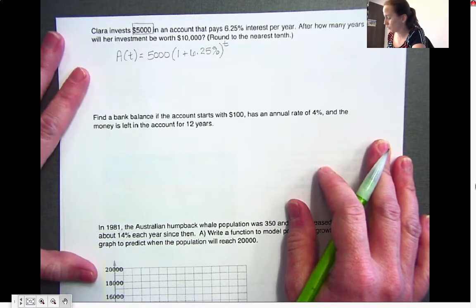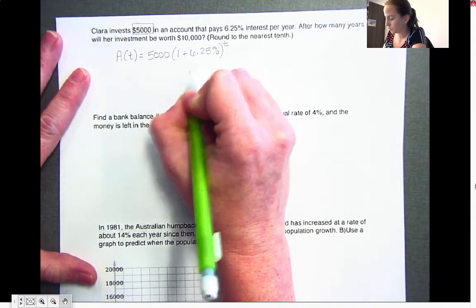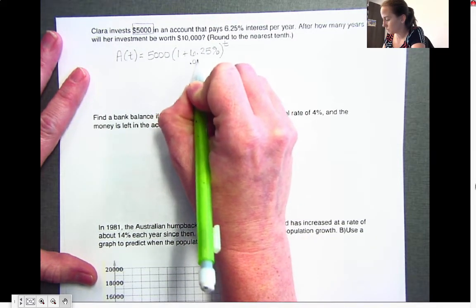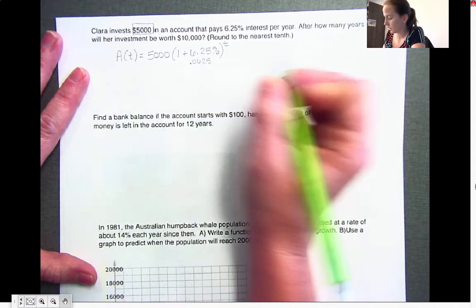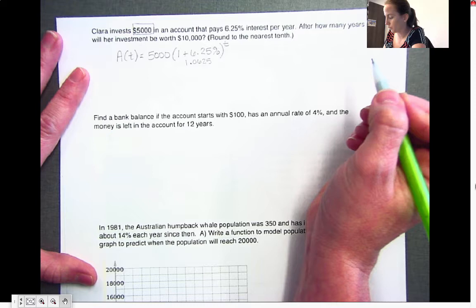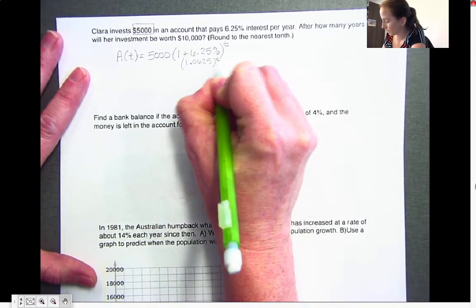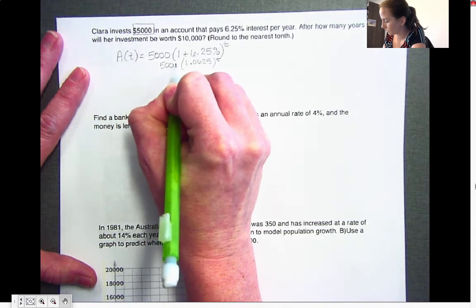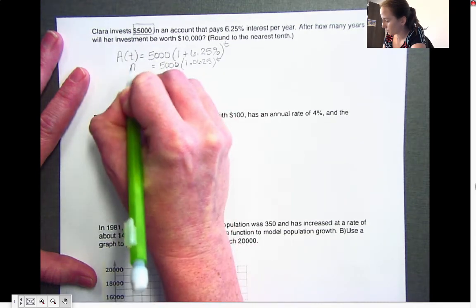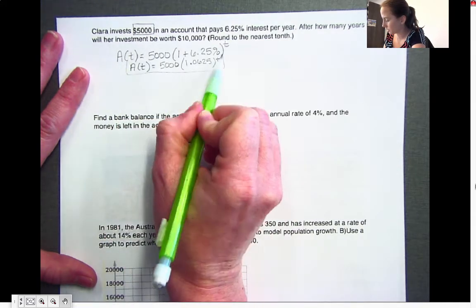problem, your formula. Now, let's simplify this. We know that 6.25% is 0.0625 as a decimal. And then if we add it to 1, we just get 1.0625 raised to the t power. So A of t equals 5,000 times 1.0625 to the t. All right, so this is your formula that you're going to use.